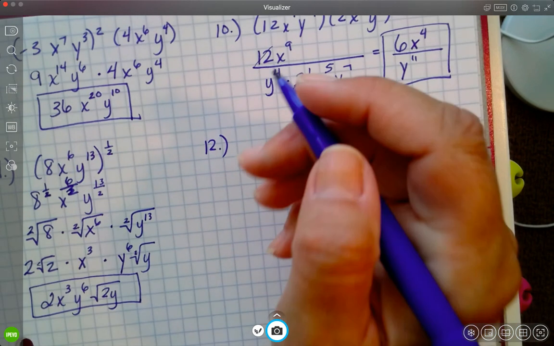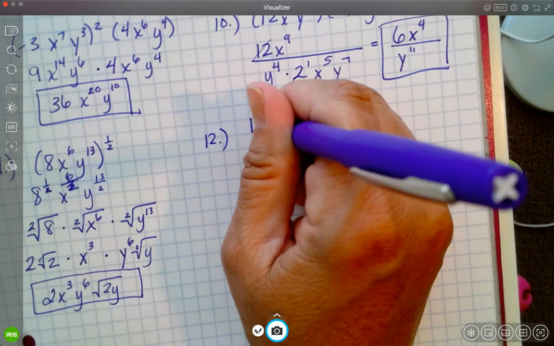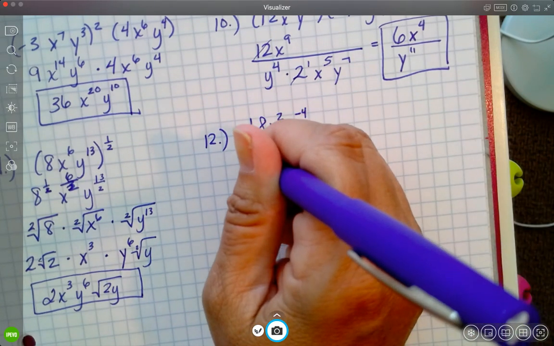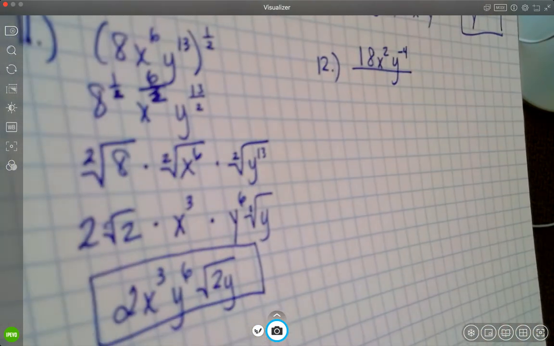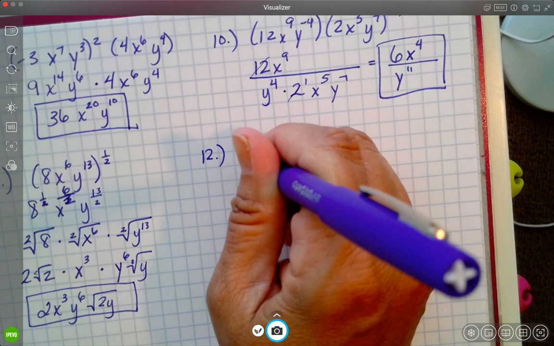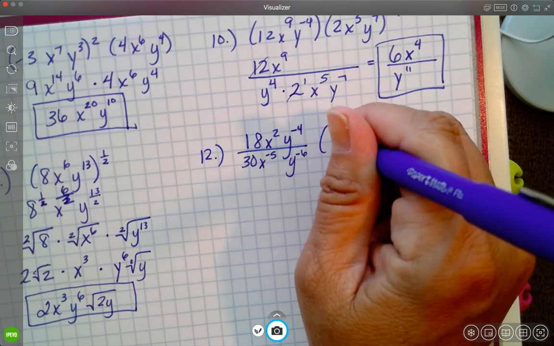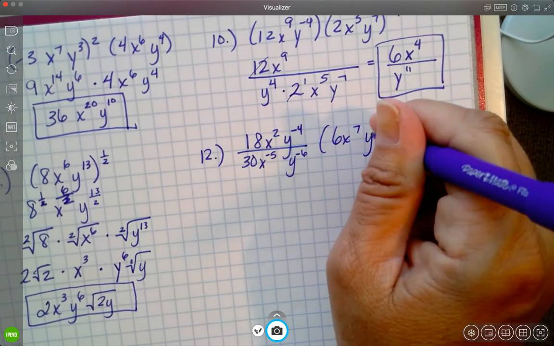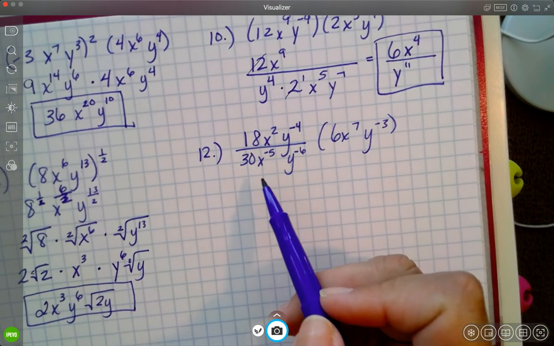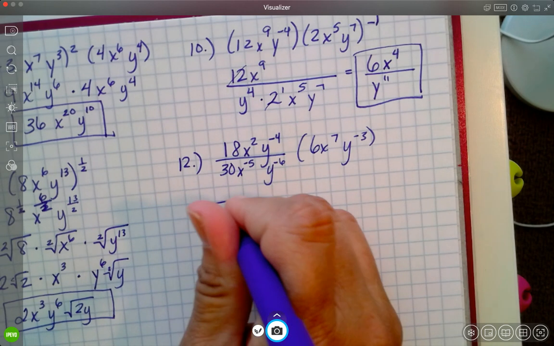Okay, number 12 is really hard to read on that original form. So it's 18x squared y to the negative 4 over 30 x to the negative 5 y to the negative 6 times 6x to the 7 y to the negative 4. All right, so you might do things in a different order than I do, but I like to get rid of all my negative exponents first. So I always think about what goes on the top, what goes on the bottom, and then start simplifying.